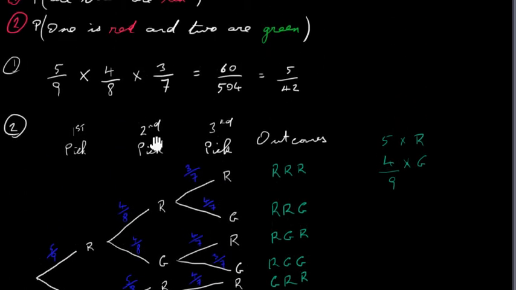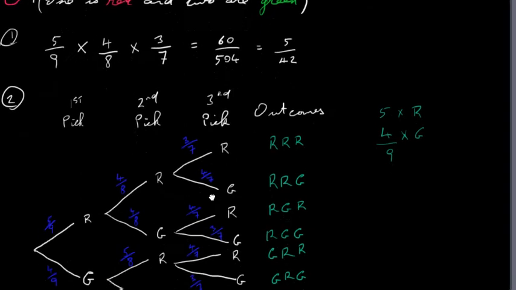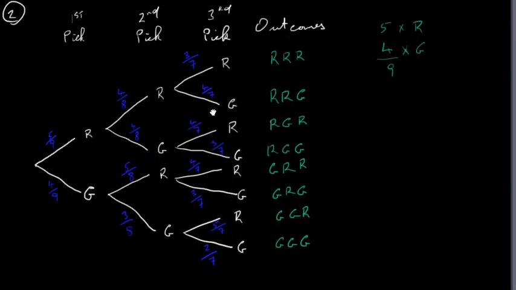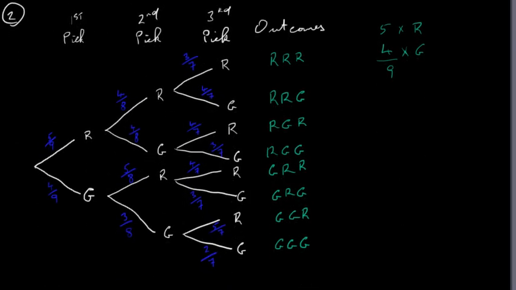So what were we asked? We were asked here, what is the probability of 1 red and 2 green? So let's have a look at the different outcomes here. So we want 1 red and 2 green. Here's 1 red and 2 green.